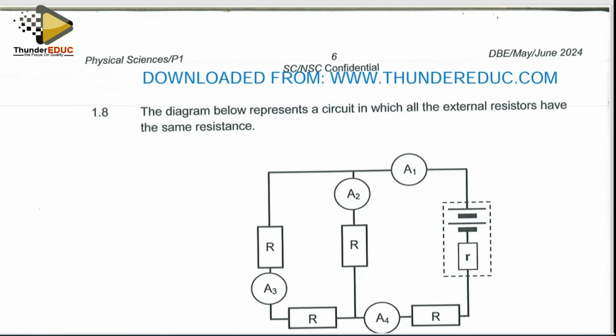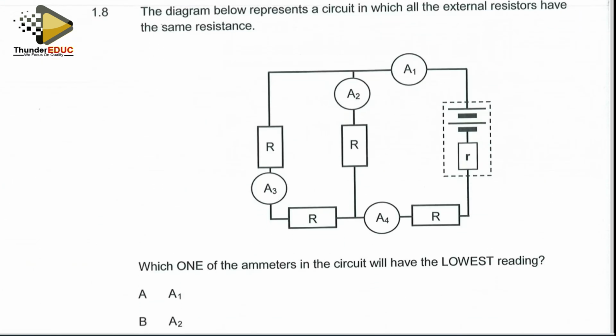All right, then 1.8, the diagram below represents a circuit in which all the external resistors have the same value. Okay, let me take this to be 2 ohms. Everywhere, 2 ohms, 2 ohms, 2 ohms.